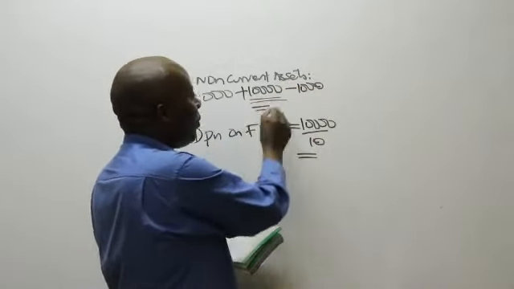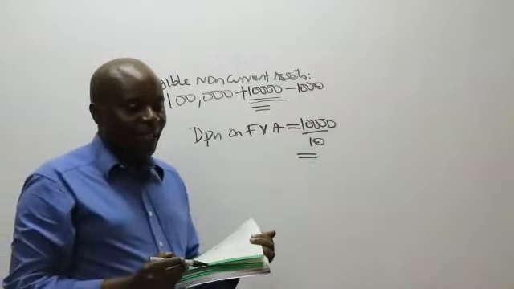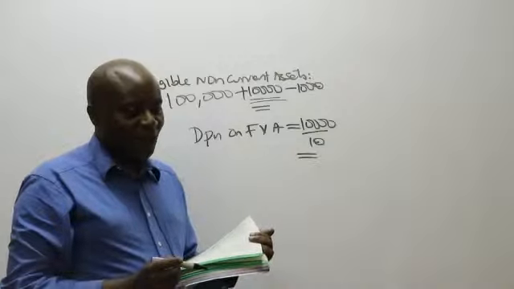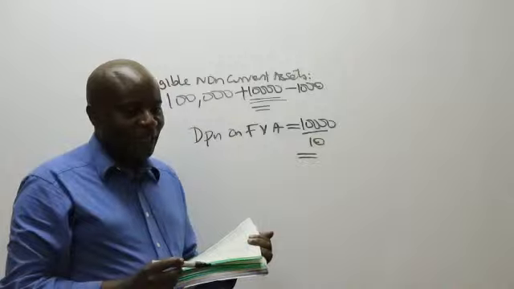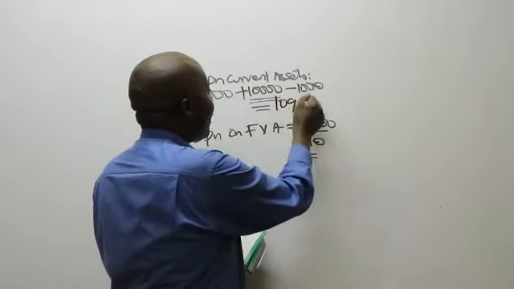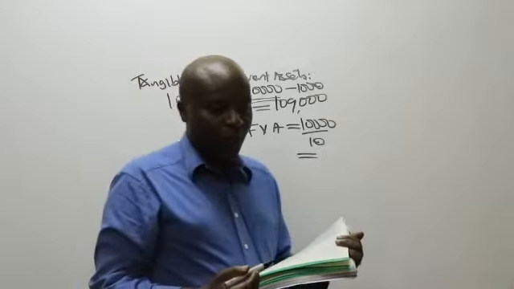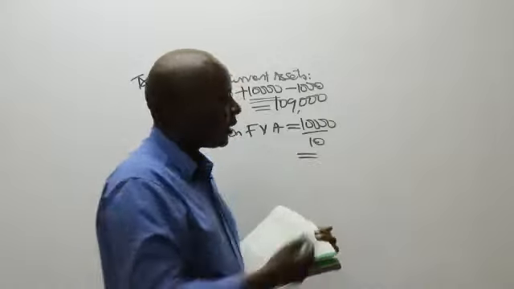So this will give me what amount, somebody? 100,000 plus 10,000 minus 1,000 will give me what figure? 109,000. Thank you very much. So are they 109,000 cows? Which currency is this? The DN. Thank you very much.